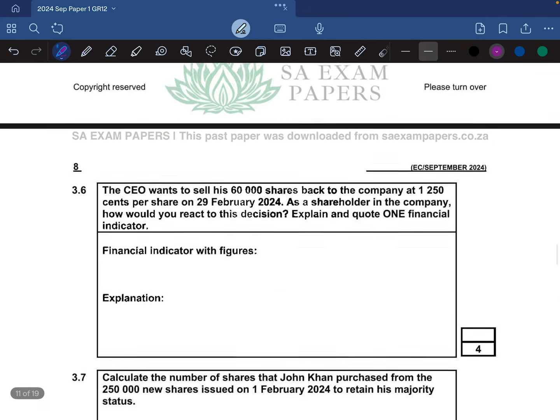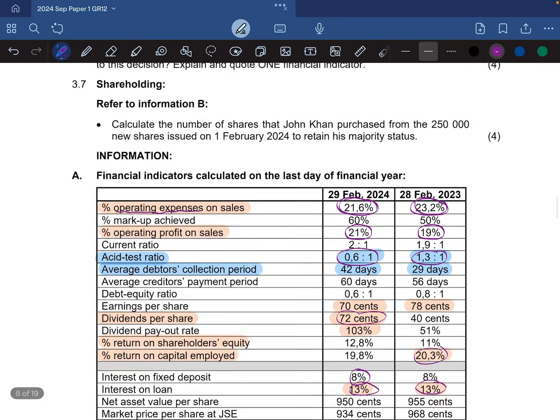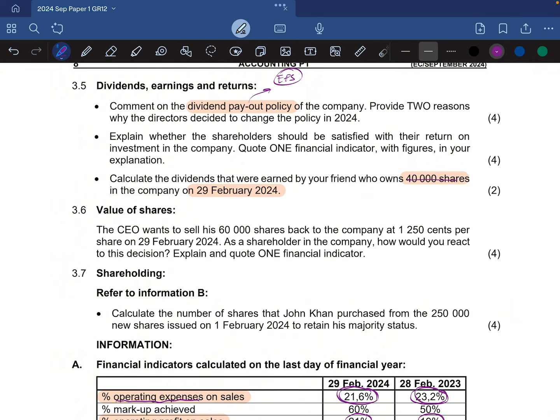And then 3.6, let's look at the question. 3.6 talks about the value of shares. The CEO wants to sell his 60,000 shares back to the company at 1,250 cents per share on 29 February 2024. We know that it is 60,000 shares back to the company at, we could say, 12 rand 50, if the cents are going to confuse you. So that's 12 rand 50 at the end of the year. So, as a shareholder in the company, how would you react to this decision?